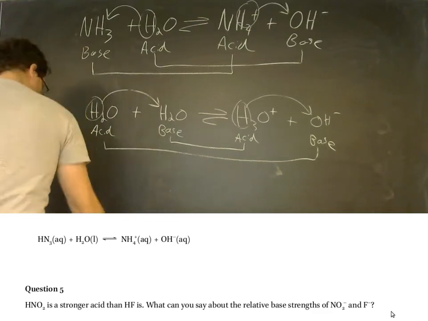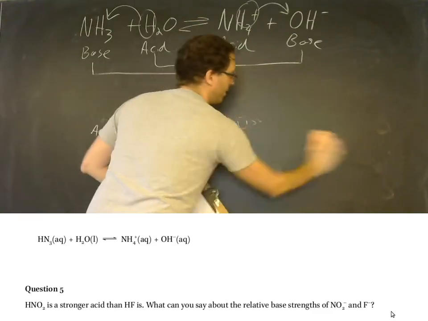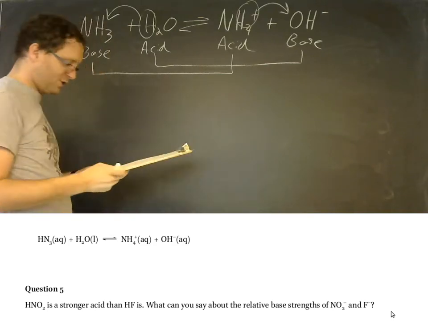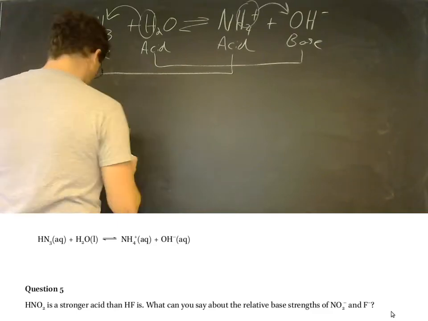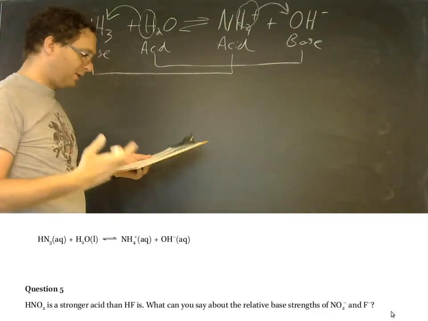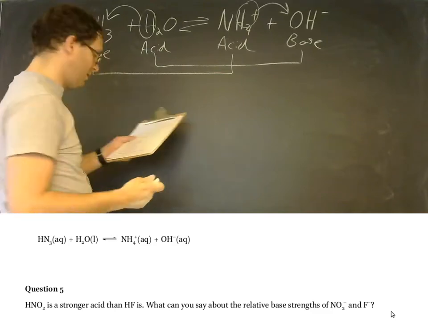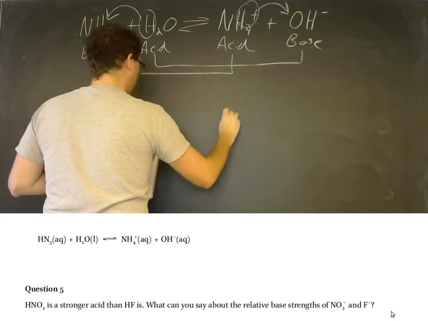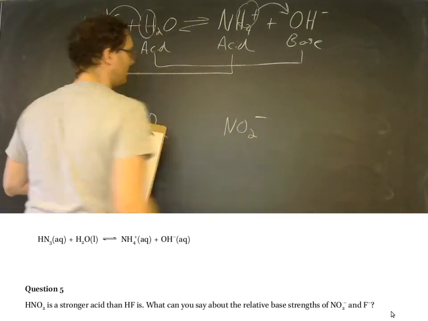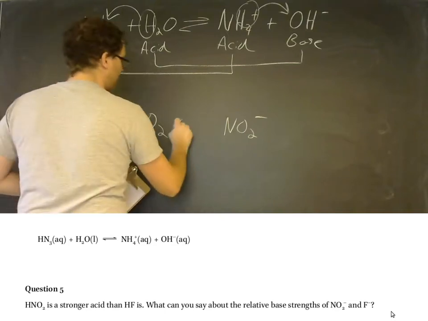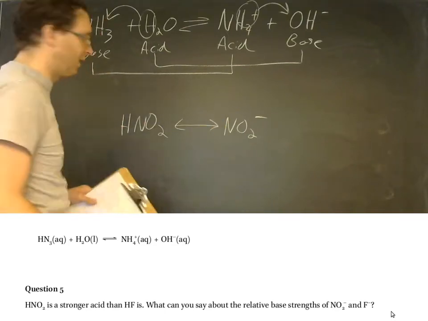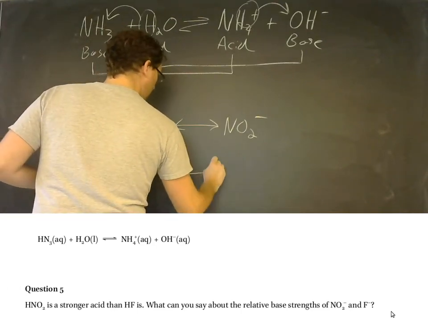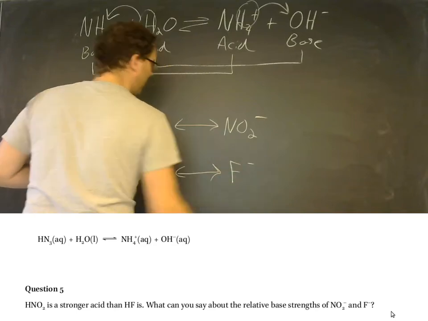Okay, the last question, right down there at the bottom, says HNO2 is a stronger acid than HF is. What can you say about the relative base strengths of nitrite and fluoride? So we have HNO2 and NO2 minus. They are a conjugate pair. I'll represent that with a double-headed arrow. And then we have HF and F minus. They are a conjugate pair.